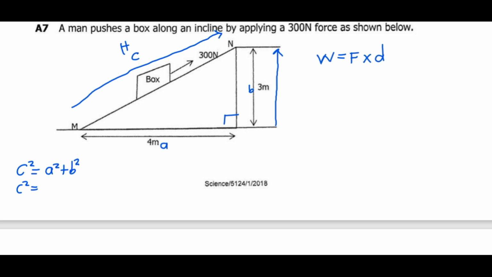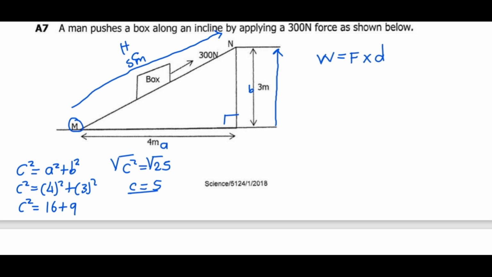Our A is 4, squared, plus our B, which is 3, squared. If we square 4, we get 16, plus 9. The sum of these two numbers gives us 25. Then we take the square root of each side, so C will be equal to 5. This means that the slanting distance is 5 meters. For the box to move from here up to here, it covered a distance of 5 meters.